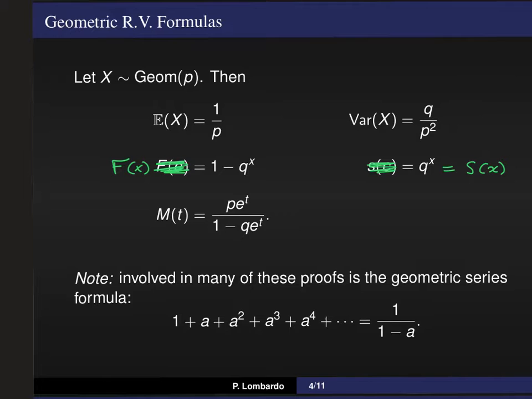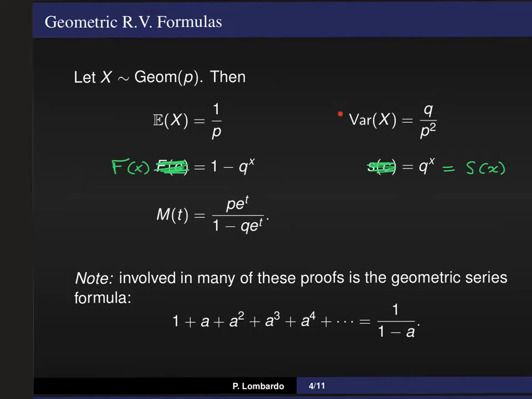Okay, so there are some other very nice formulas associated to our geometric random variable. First of all, the expected value of this random variable is just 1 over p, right? So if you take 1 and divide by your probability of success, it gives you the expected value of the number of rounds it takes to observe your first success.